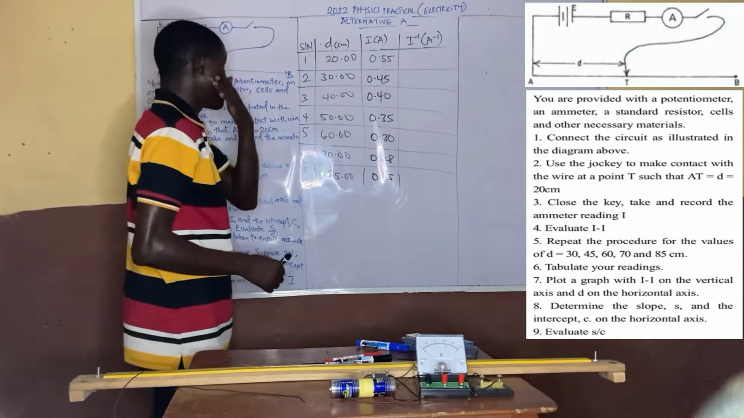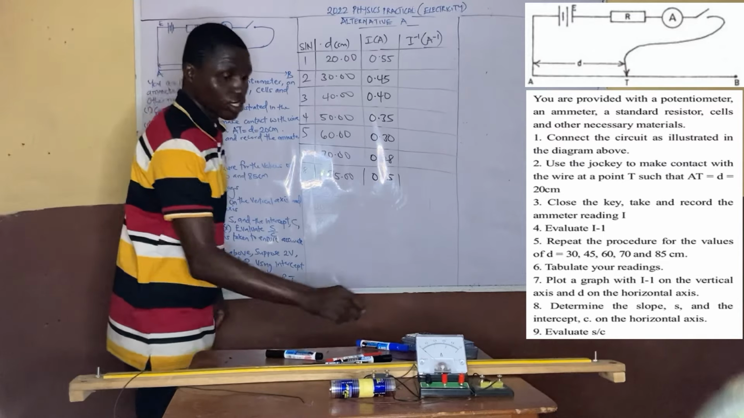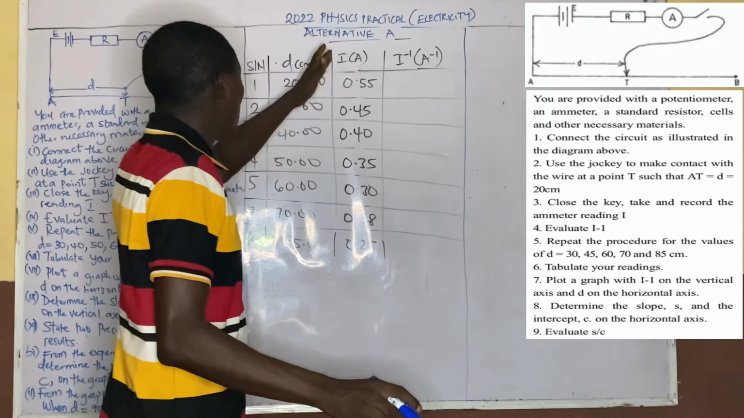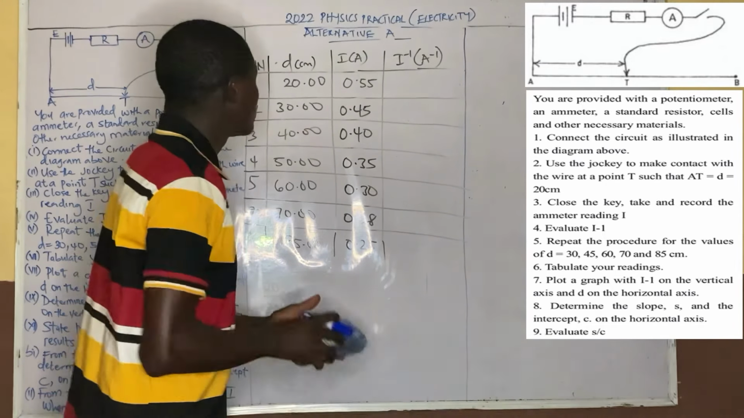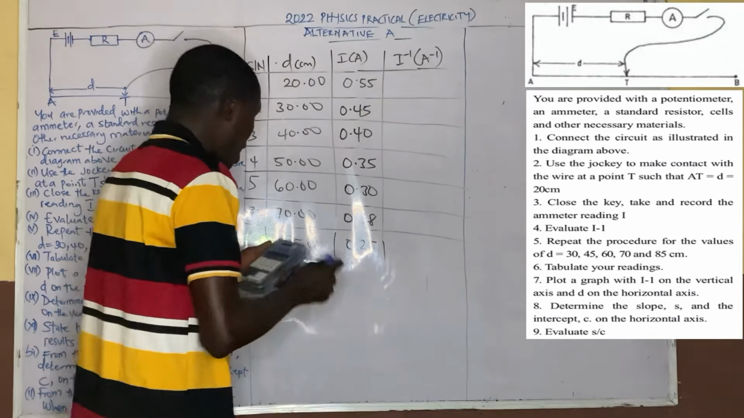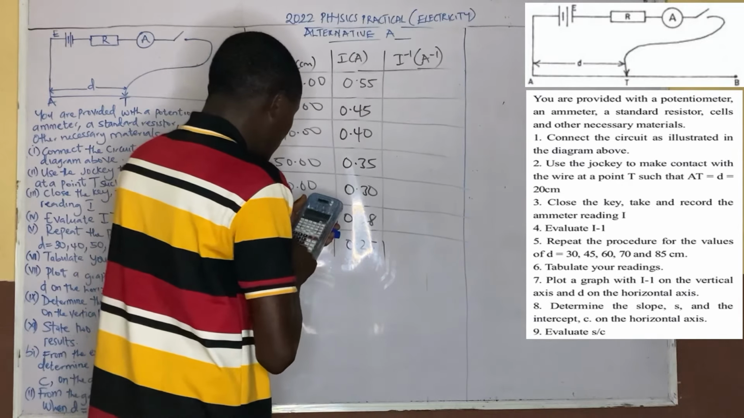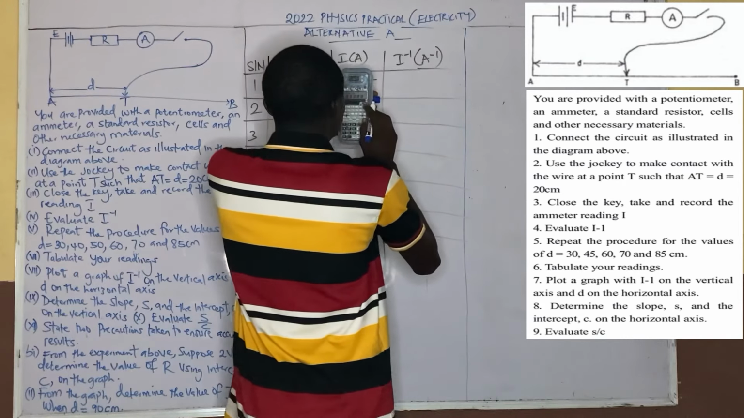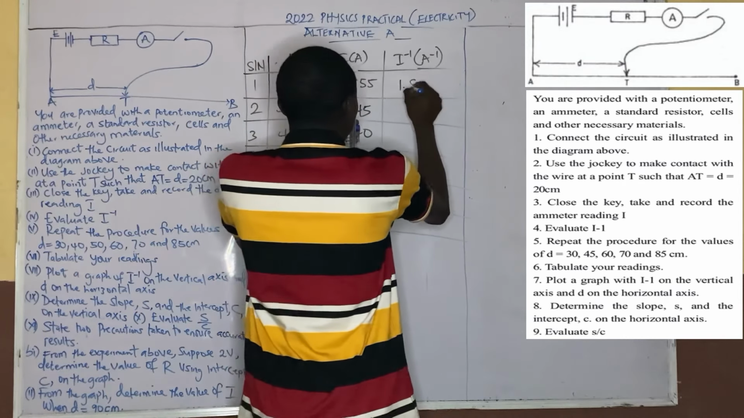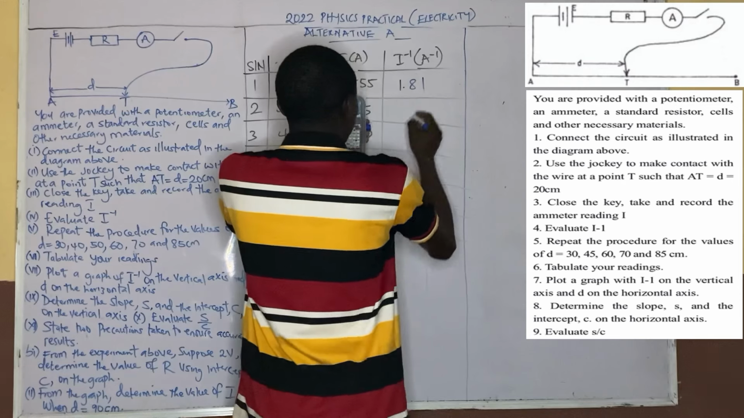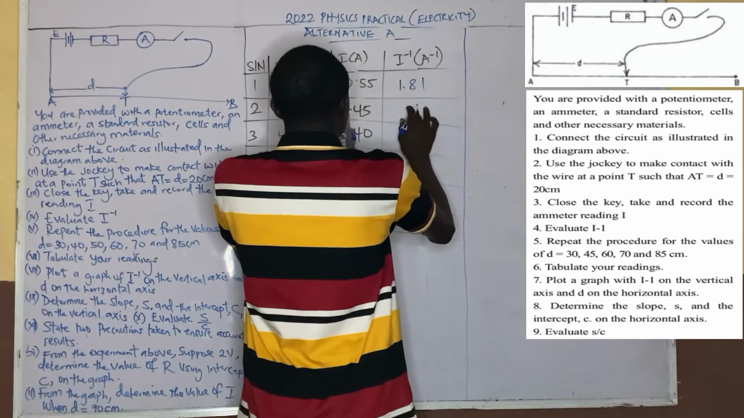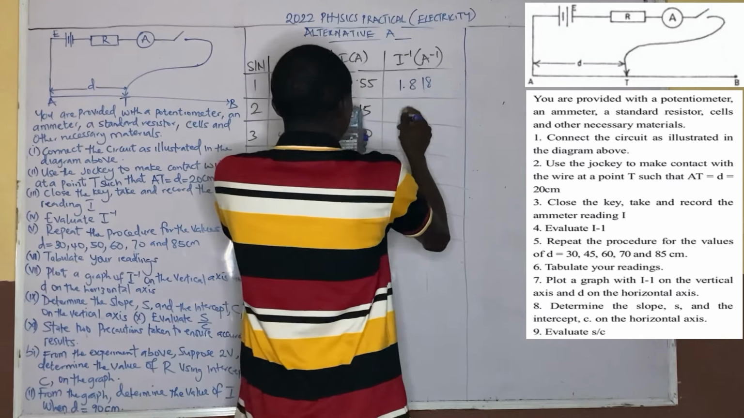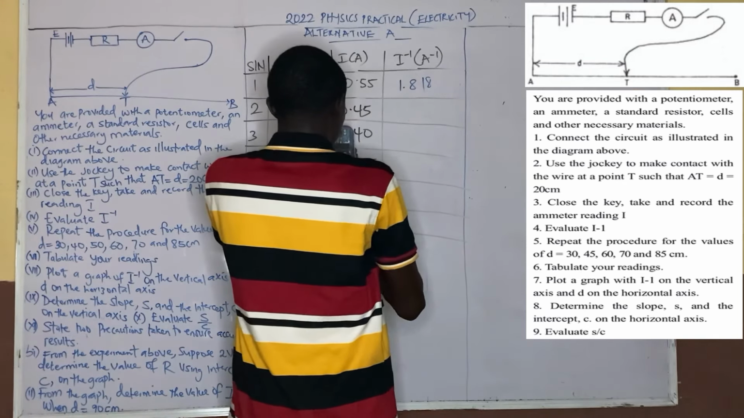Now let's go into the calculation. In calculation, let me pick my calculator. After getting the table of our values for I and D, now let's do I inverse. So I inverse will be 1 divided by 0.55. We have 1.81 here. Let's leave it to 3 decimal places: 1.818. 1 divided by 0.45.